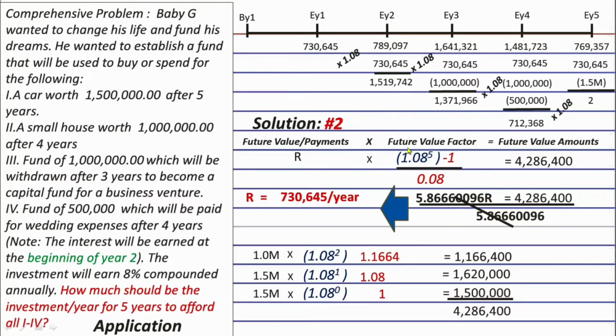Now, we have already solved the amount for the investment per year and it's 730,645 per year. And we also have proven that it's correct using the timeline. And I also introduced you to an alternative solution using the future value ordinary annuity instead of just using the present value ordinary annuity. Okay? So I hope you can still remember.